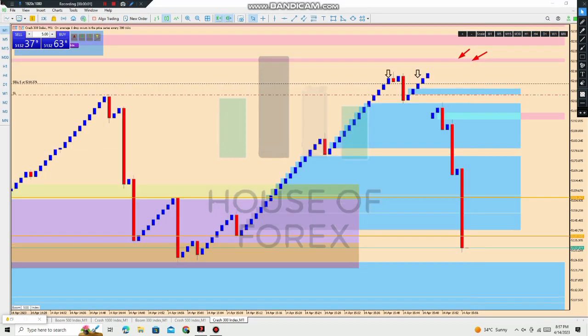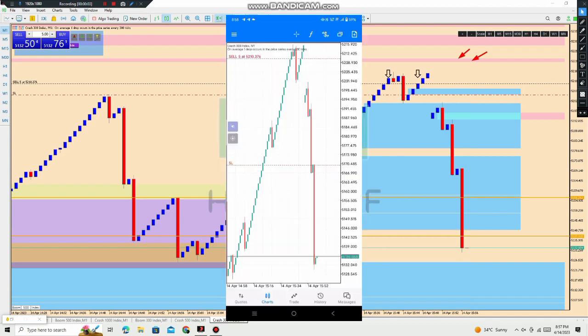Look at it, guys, another signal, and we made good profit on these 2 trades, and on both we made good profit.